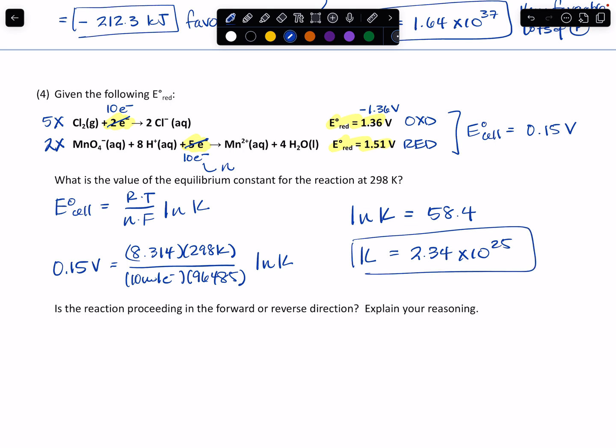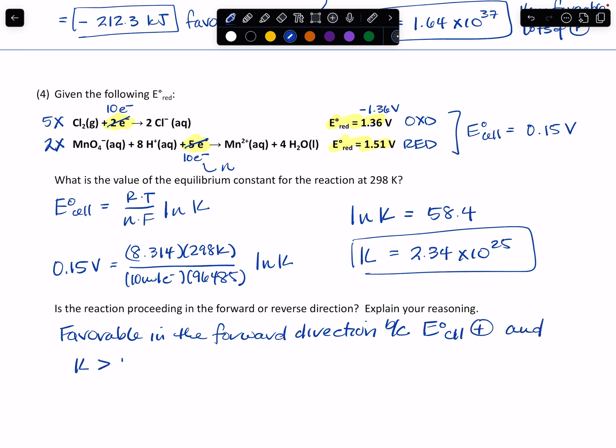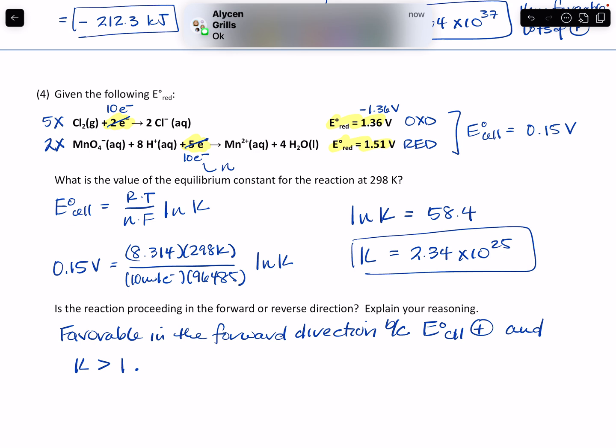So I had a positive E cell, so it makes sense that my K value is large. Lots of products. Is the reaction proceeding in the forward or reverse direction? Explain your reasoning. Well, this question's a little off because I chose to make it favorable in the forward. So it's favorable in the forward direction. And then I would say because that cell potential is positive, and my equilibrium constant is greater than 1. If we were to also calculate delta G, we would find that delta G will be negative for this process as written.